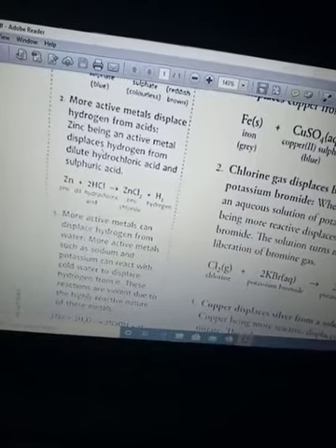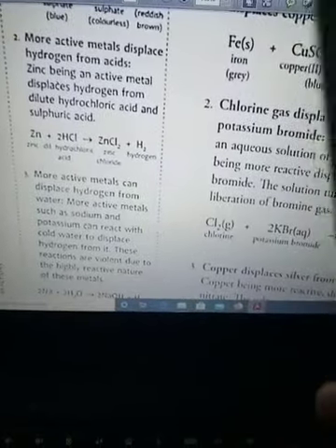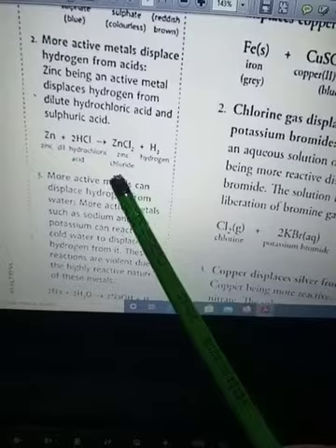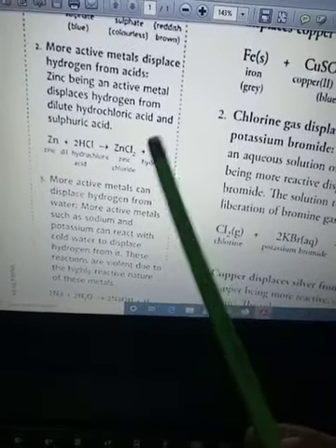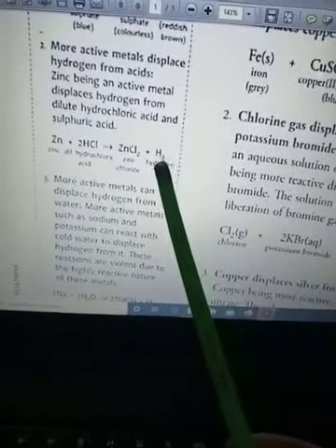Similarly, we have one more example: when zinc reacts with HCl, it forms zinc chloride and hydrogen gas. This is also a preparation of hydrogen gas.